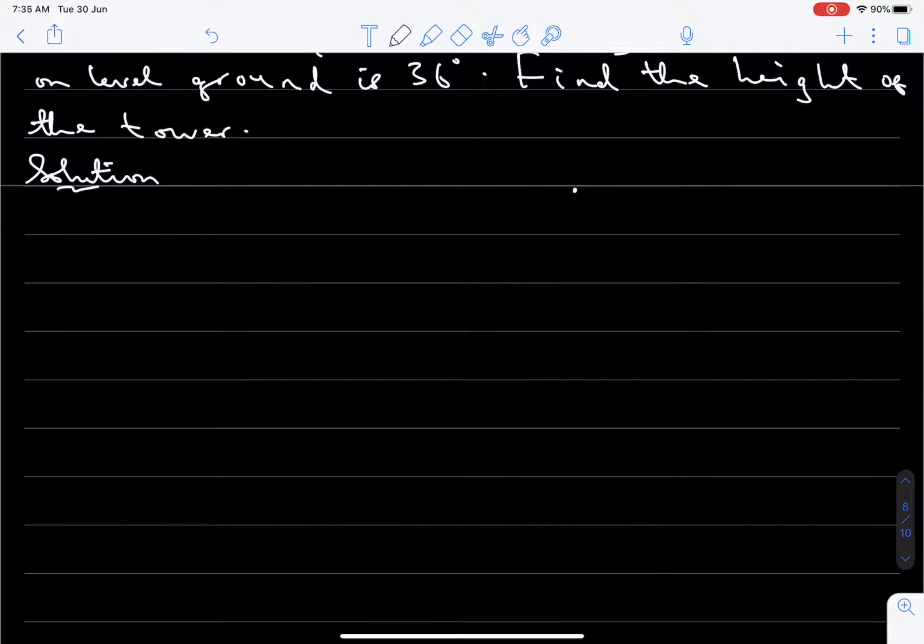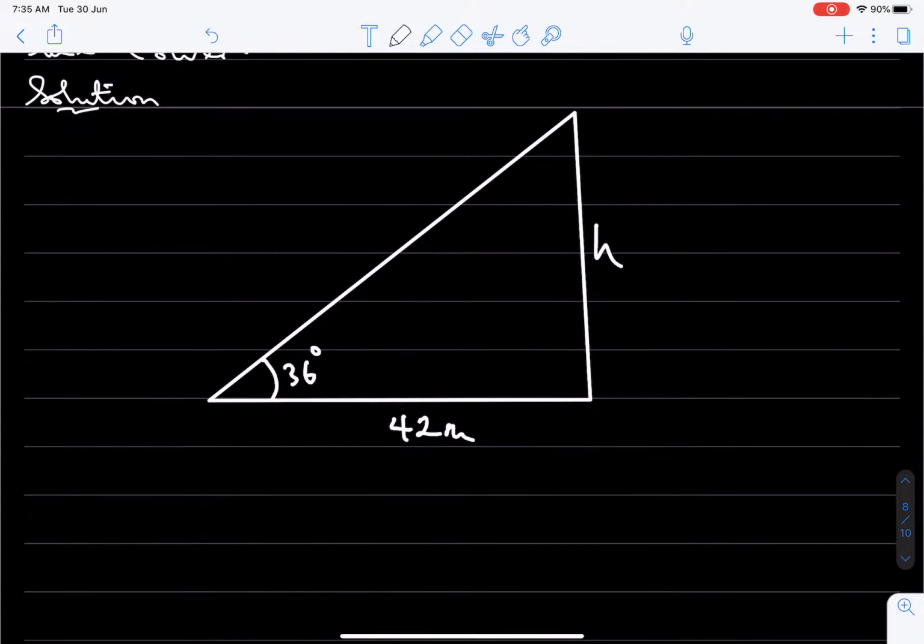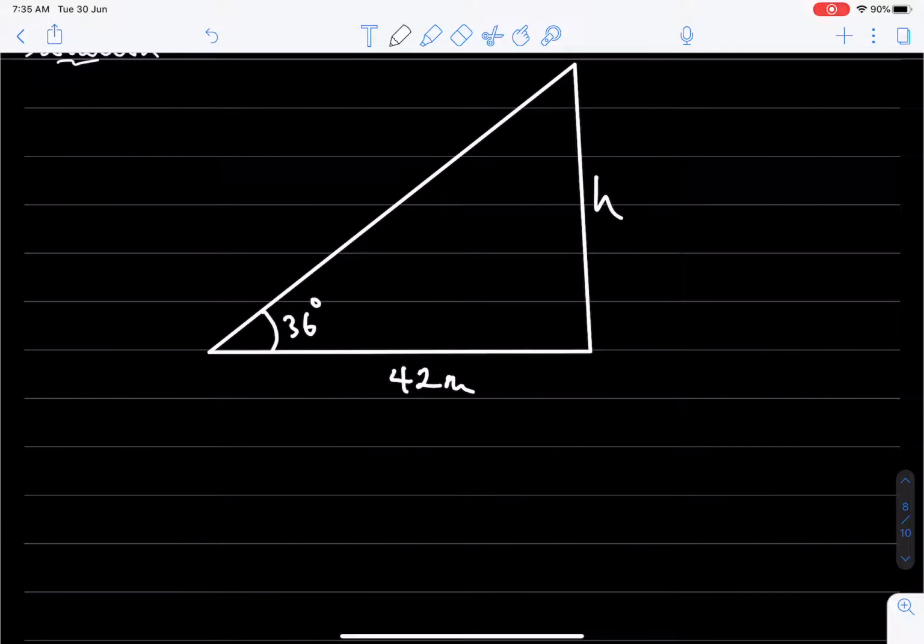You can have a tower this way. This is a tower, and this is a point 42 meters away from its base, from the foot of the tower, and the angle of elevation is this, and it is 36 degrees. Now, we need to find the height of the tower. I want to call that h. The tower is standing perpendicular to the ground.